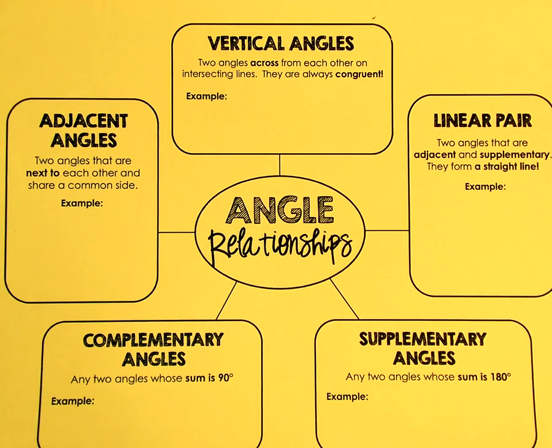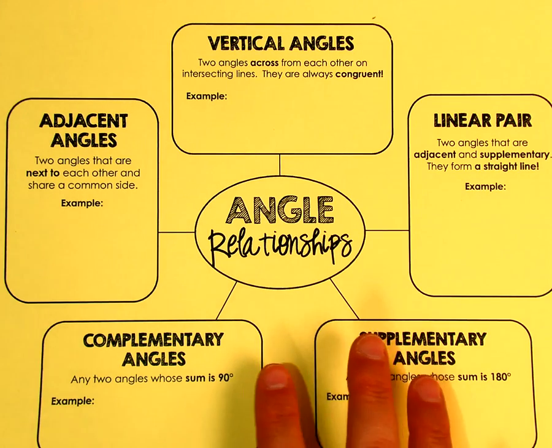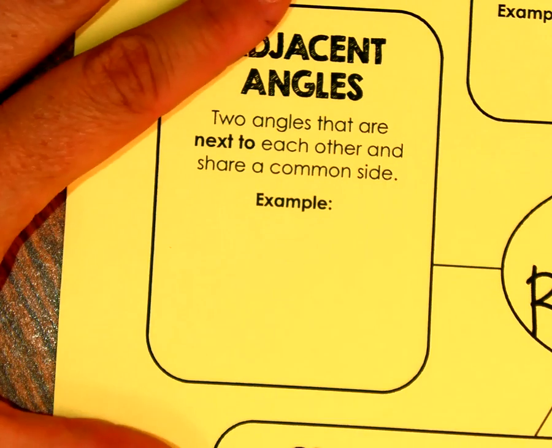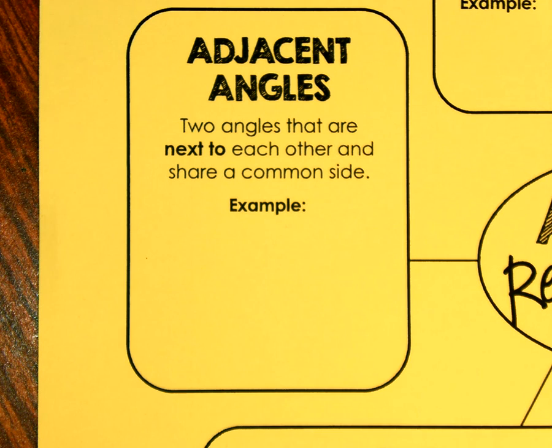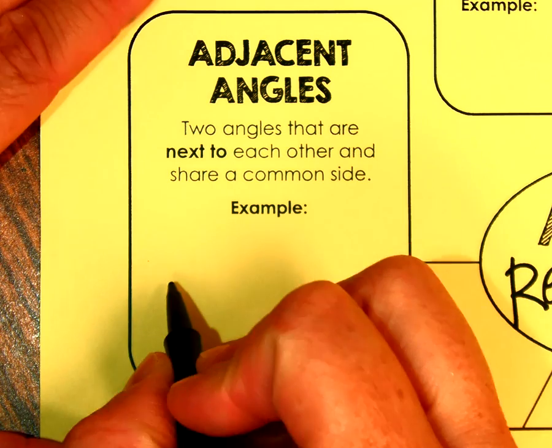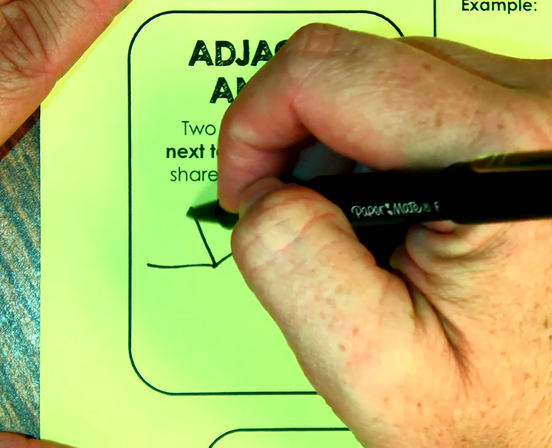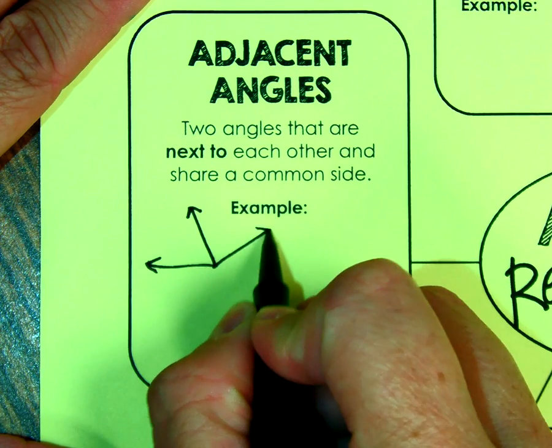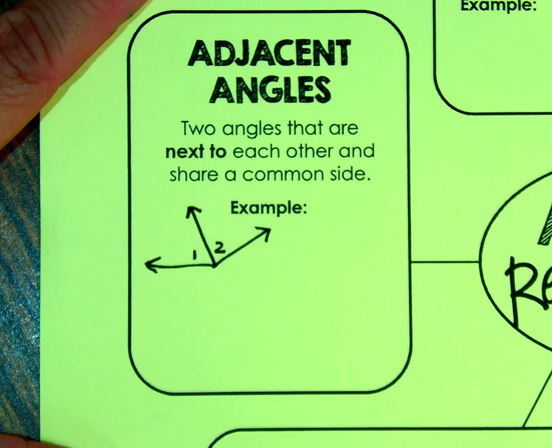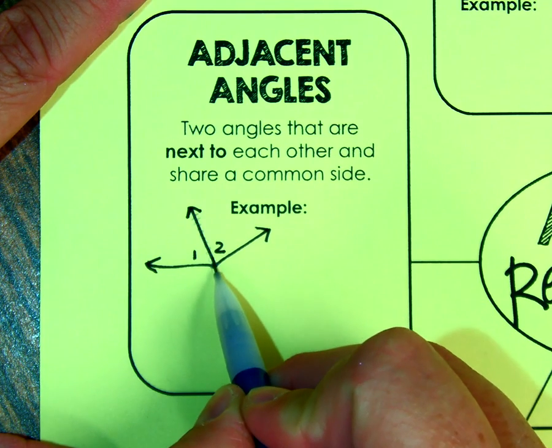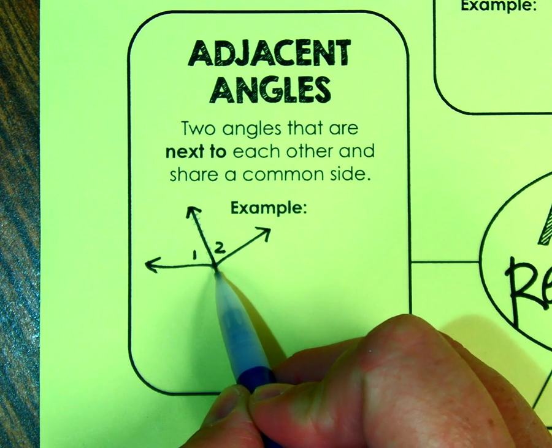We're going to focus on one box at a time, and I would like to start off with adjacent angles. So I'm going to zoom in here. For adjacent angles, by definition, there are two angles that are next to each other and share a common side. I could say that angle 1 and angle 2 are adjacent because they share the same vertex and they share a side. Adjacent angles cannot overlap.